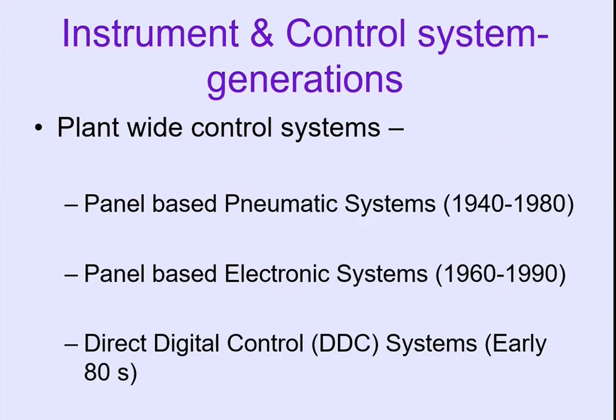Okay, plant wide control area: panel based pneumatic systems 40 to 80, panel based electronic systems 60 to 90s, direct digital control systems were invented in the early 80s, right? And generally nowadays also in building automation, people are using DDC, right? Some of you might have known this.